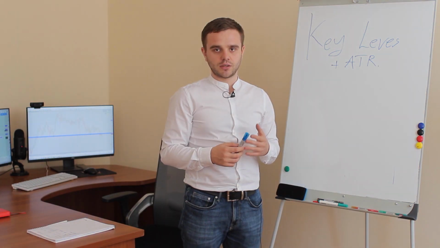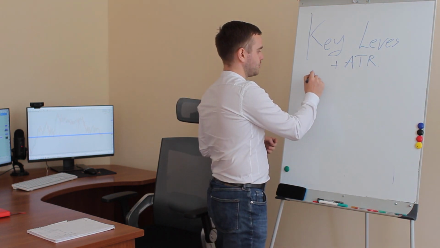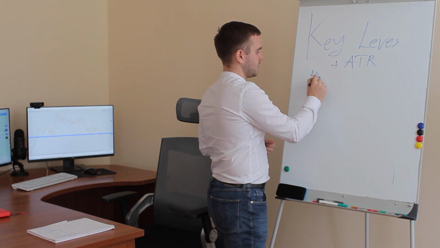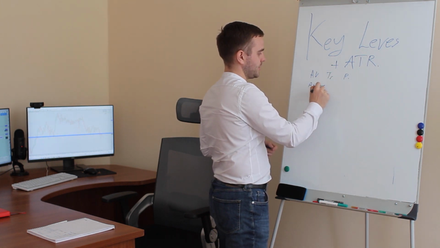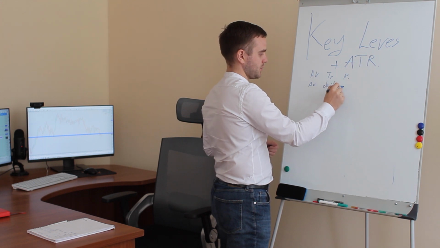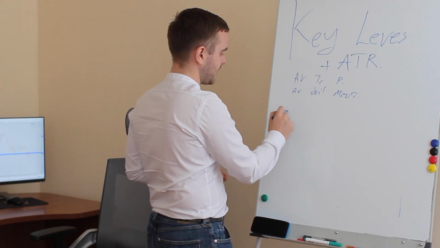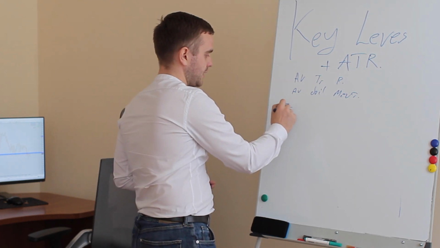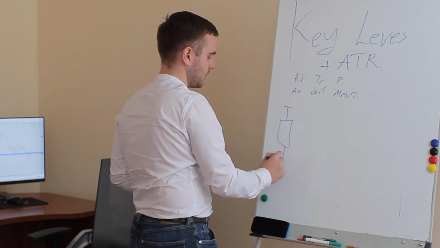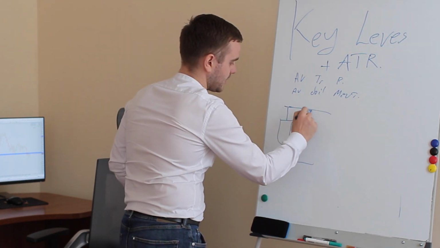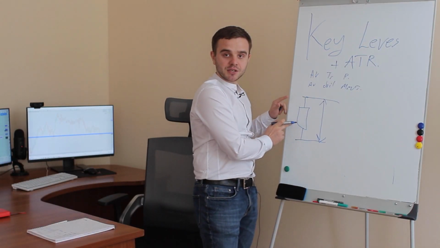The second part of this strategy is ATR. What is ATR? It is average true range, or the average daily move of some instrument. How can you count it? First, you can take 10 candles. We have 10 candles, with a high and a low. This is ATR. It is how many pips price moves per day.